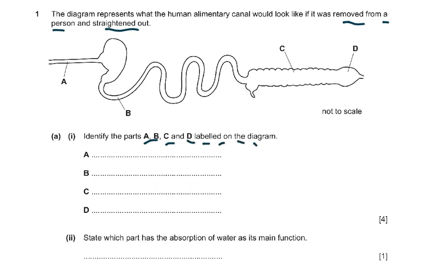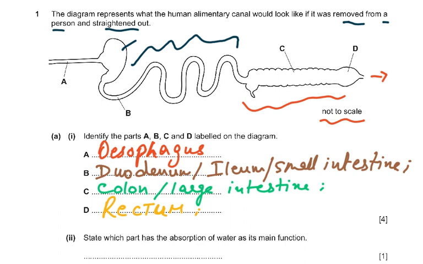I think that was pretty easy because you can see this is the stomach. The shape of the stomach is very typical. And then you have the small intestine first, and then you can see this is the large intestine, and then this is the anus. It's not to scale, as they've said here, so you shouldn't go by that. As you can look at the answers, A was the esophagus, and B could be duodenum, ileum, or small intestine, and C could be colon or large intestine, and of course D, there's only one answer, rectum.